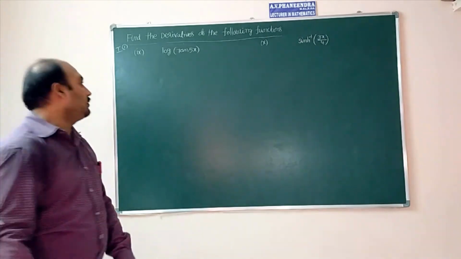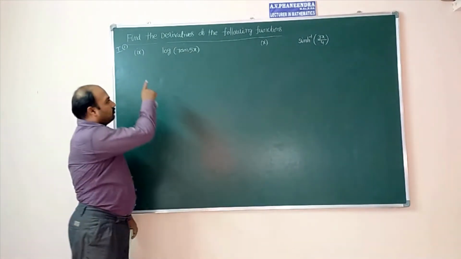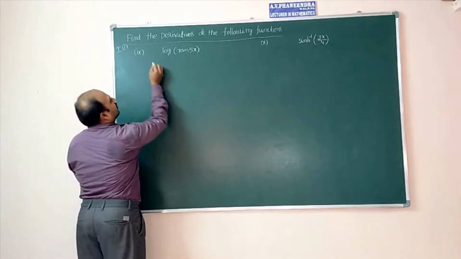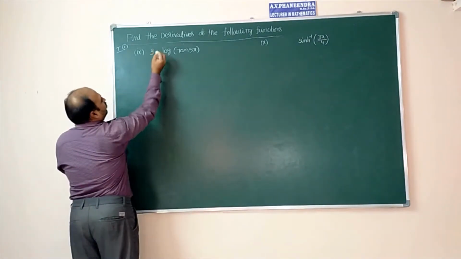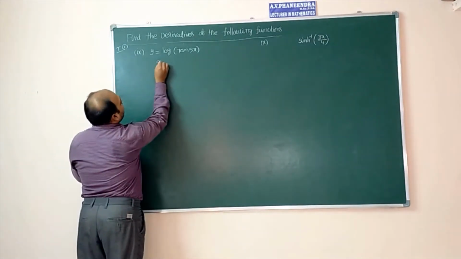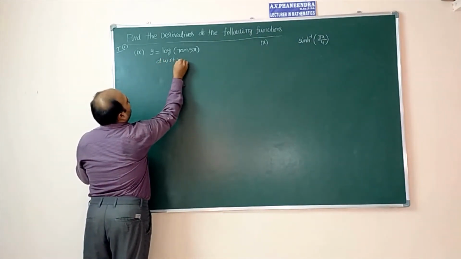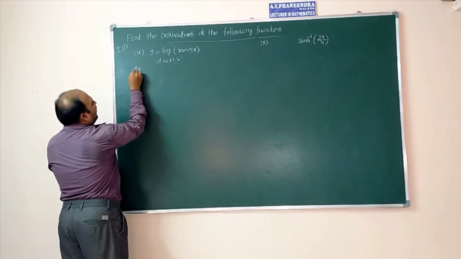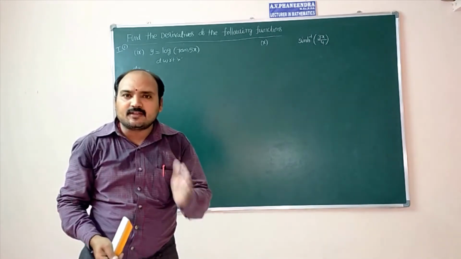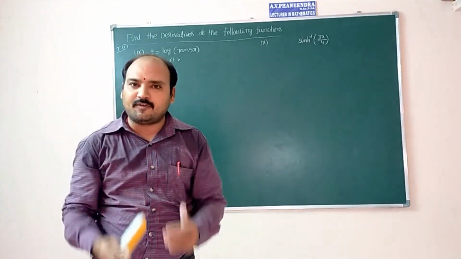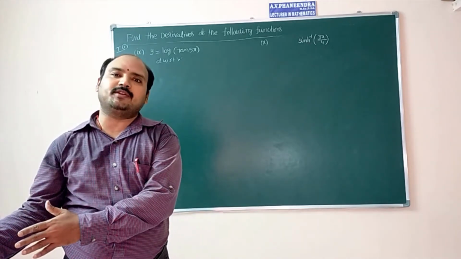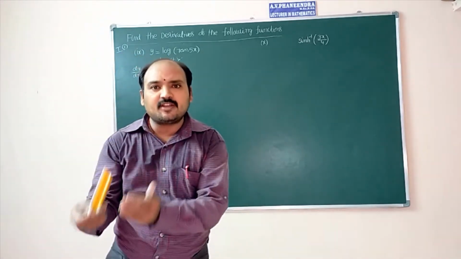The next question: log of tan 5x. Differentiation of this function. First, y is equal to log of tan 5x. Differentiate with respect to x. The derivative of y is dy by dx. The derivative d by dx of log f of x is 1 by f of x into d by dx of f of x, which is f dash of x.